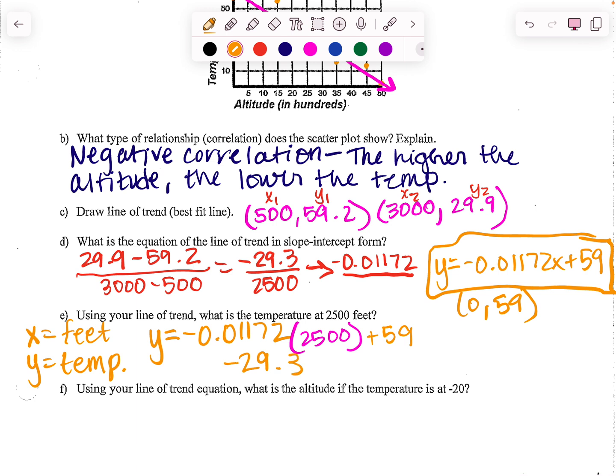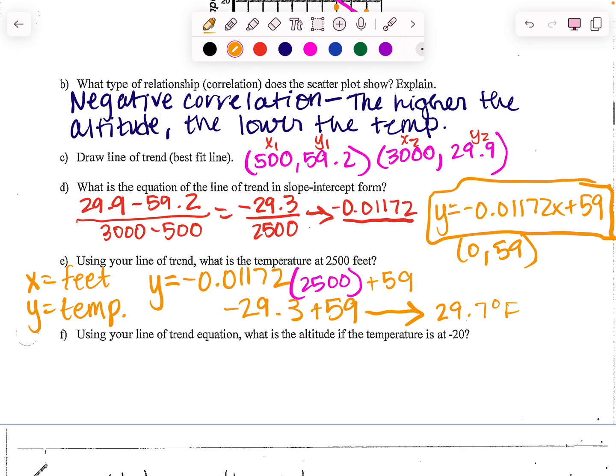29.3 negative, right? Plus 59. So what do we get? 59 minus 29.3. 29.7 degrees Fahrenheit. So at 2,500 feet in the sky, the temperature is approximately going to be 29.7 degrees based upon the equation that we used. Does that make sense?